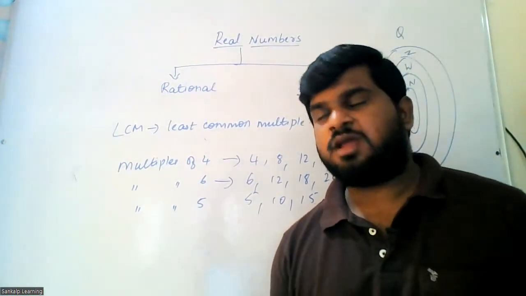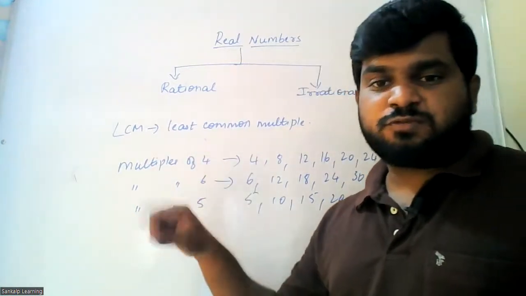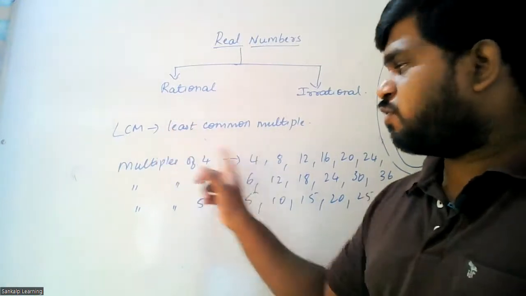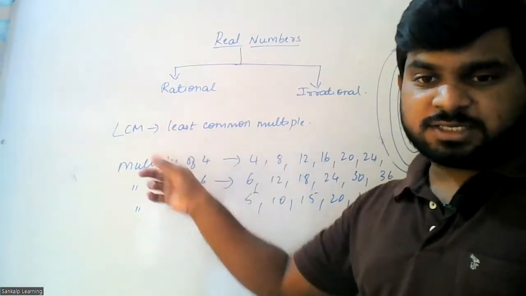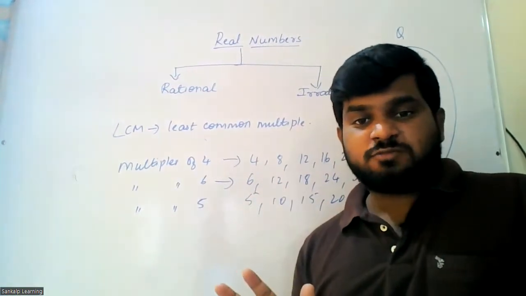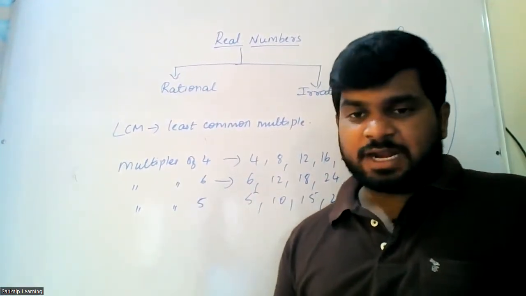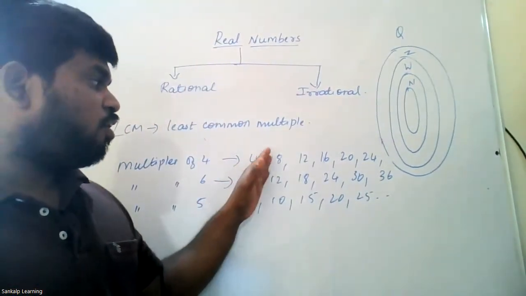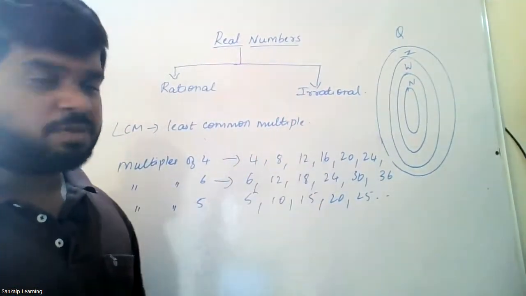You can also take the negative numbers. 4 into minus 1, minus 4, minus 8. These are also multiples. But in this chapter, we are discussing only the positive multiples, not the negative. We have restricted ourselves to positives: 4, 8, 12, and so on. These are known as multiples.